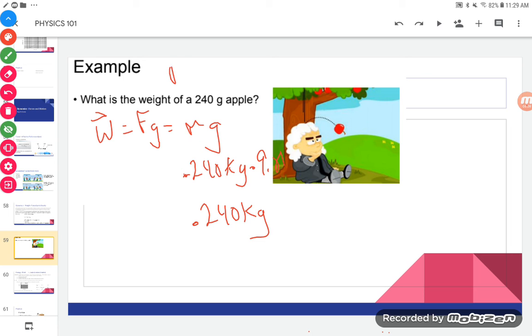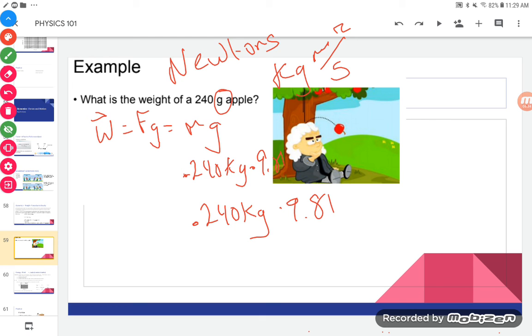Remember, our answer is going to be in newtons, and a newton is in kg meters per second squared. Okay, so we have to convert our grams into kilograms. Do not forget to do that. It must always be in kilograms. So it'll be 0.24 kilograms times 9.81 meters per second squared. Okay, you go through that equation, multiply this by this, and you'll get your answer, okay?